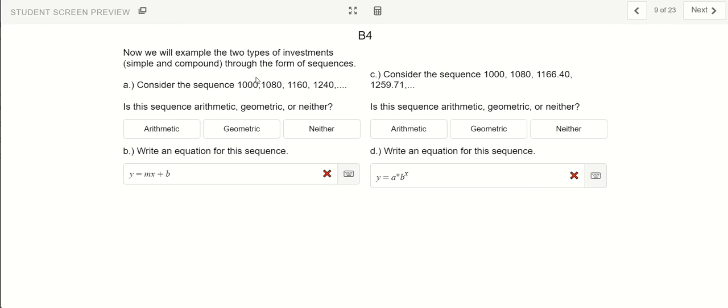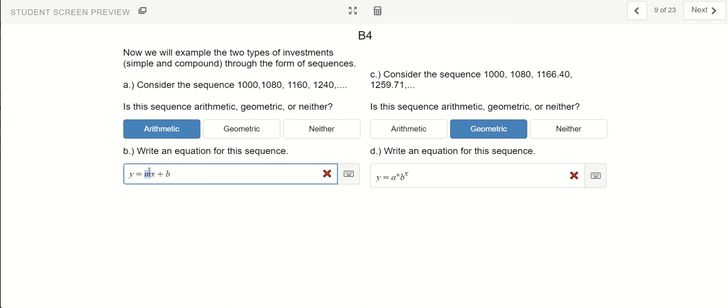Okay, B4. Here we have a couple of sequences. Sequences are another way of representing linear and exponential. For example, we have an adding pattern. We thought of that as an arithmetic sequence. If we had a multiplying pattern, we thought of that as a geometric sequence. And for both of them, we added 80 each time, like before, and multiplied by 1.08, like before.